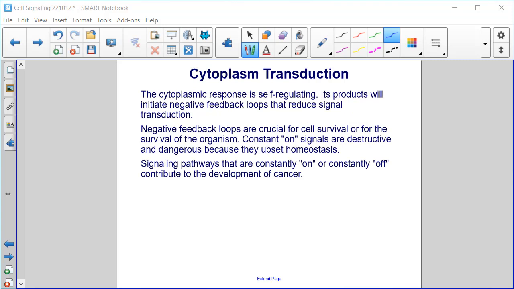Cytoplasm transduction. The cytoplasmic response is self-regulating. Its products will initiate negative feedback loops that reduce signal transduction. Negative feedback loops are crucial for cell survival or for the survival of the organism. Constant on signals are destructive and dangerous because they upset homeostasis. Signaling pathways that are constantly on or constantly off contribute to the development of cancer.